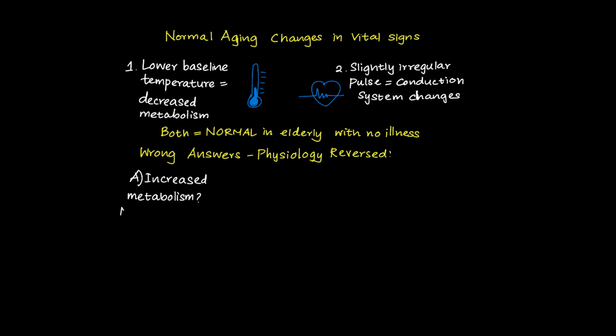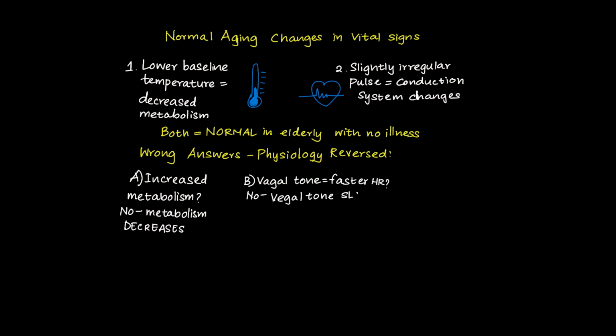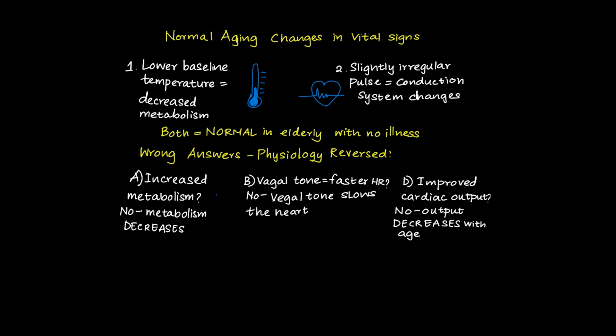Enhanced vagal tone, producing faster heart rates. Vagal tone slows the heart. It doesn't speed it up, and aging actually reduces conduction efficiency. Improved cardiac output with stronger pulses? Cardiac output typically decreases with age, and arterial stiffening can weaken peripheral pulses.